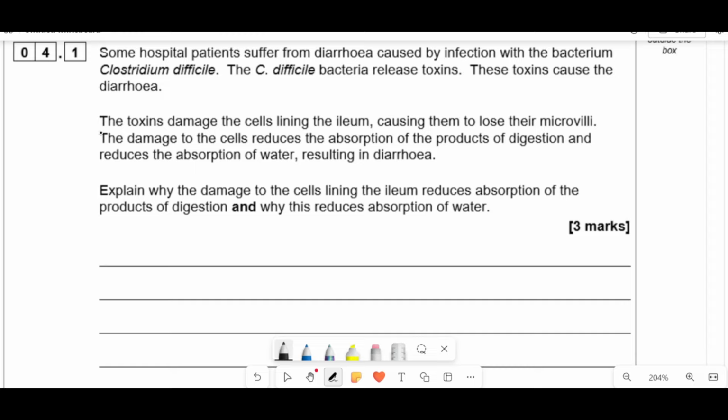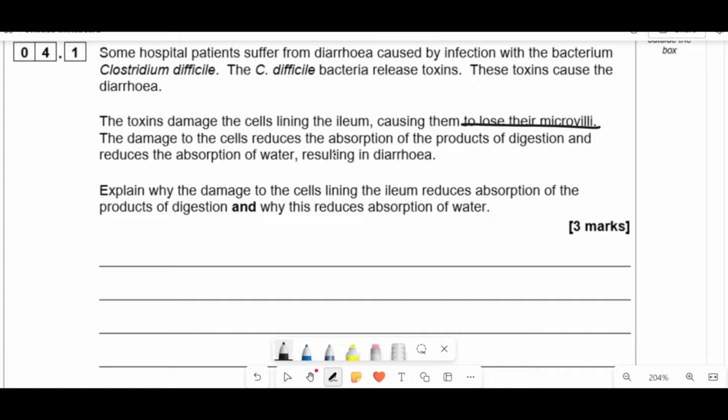Here, they've told you in the question, it damages the cells of the ileum, causing them to lose their microvilli. This damage then reduces the absorption of the products of digestion and the water. So they're telling you to fill the gaps in. Damage to cells leads to lost microvilli, leads to less absorption of products of digestion and less absorption of water, causing diarrhea.